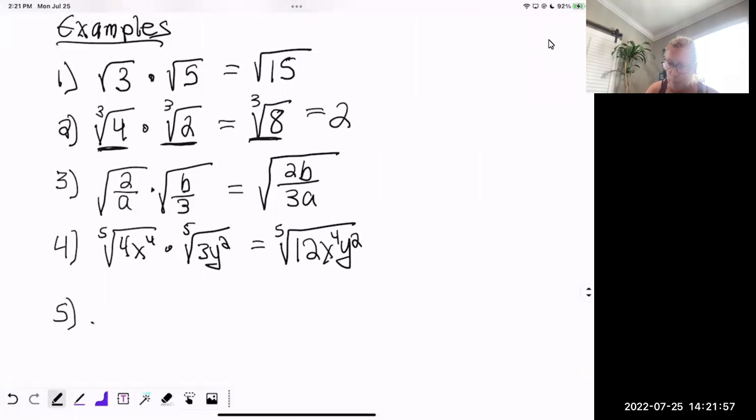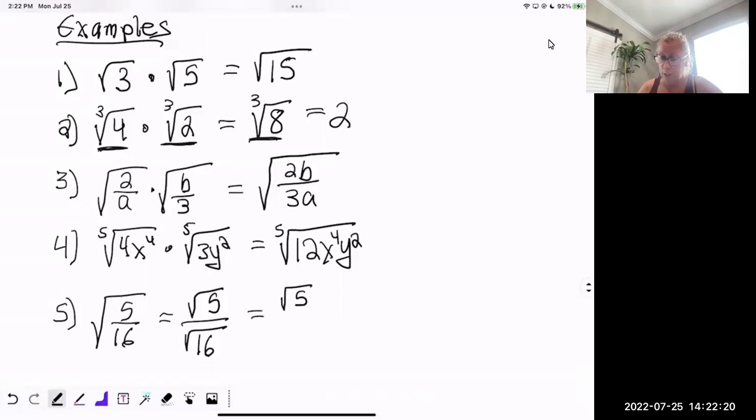5. I can take something like the square root of 5 over 16, and I can break it apart. I didn't do that yet. Notice 5 over 16, I can't simplify, but look what's going to happen when I break it apart. The square root of 5 is not a perfect square, but 16 is a perfect square. So I can simplify this and make it square root of 5 over 4, because 4 times 4 is 16.